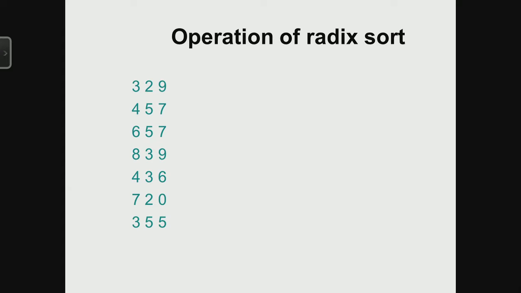This is very nicely pictorially represented. So, let us consider the numbers which are given to be sorted, which are the numbers 329, 457, 657, 839, 436, 720 and 355. Let us consider the least significant digit in each number and visualize this as the array that should be sorted by counting sort, which is the stable sorting algorithm that we have just seen.